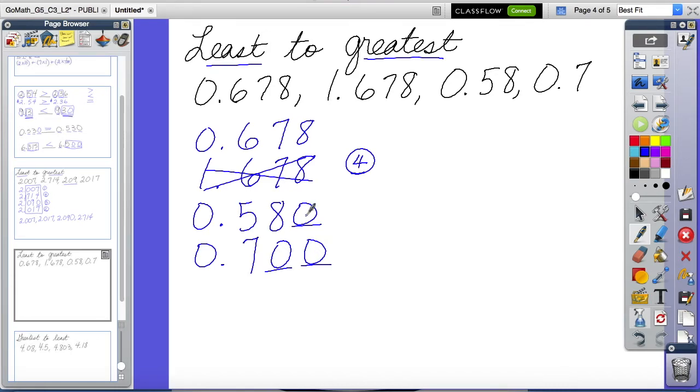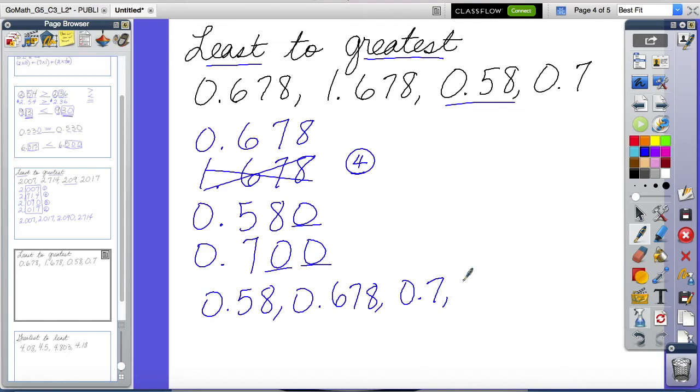The smallest of those would be 580 thousandths. So we will go here. Again, we can either use the number with the extra digit of the 0, or we can use it in its original form. Next would be 678 thousandths. Third would be 7 tenths, or 700 thousandths. And the greatest, we said, we ruled that one out first, was 1 and 678 thousandths.